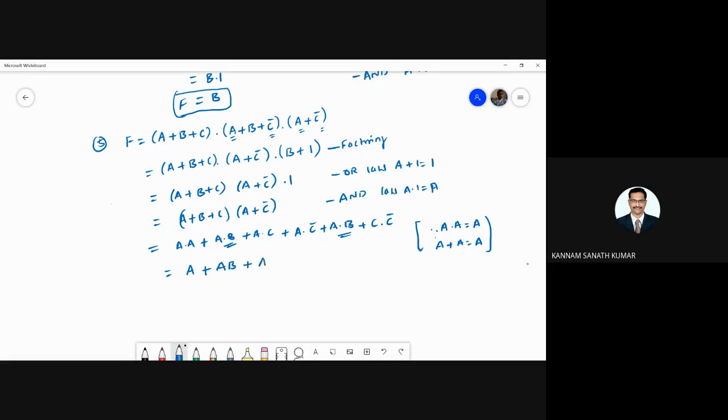So AC plus AC bar, this is what? 0. Plus 0, because A into A bar equal to what? 0.